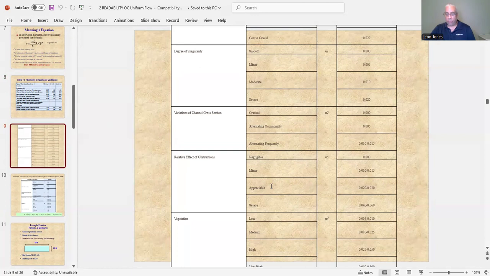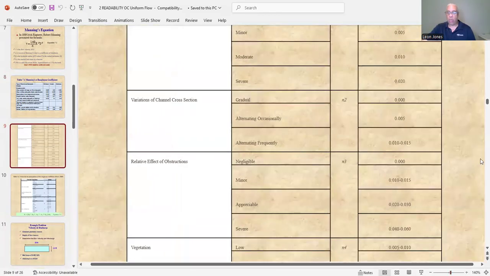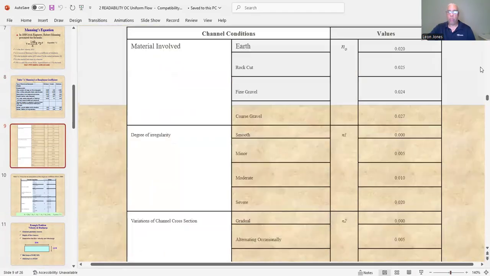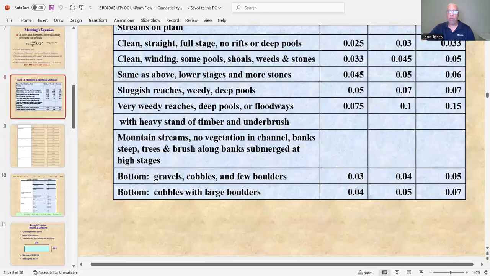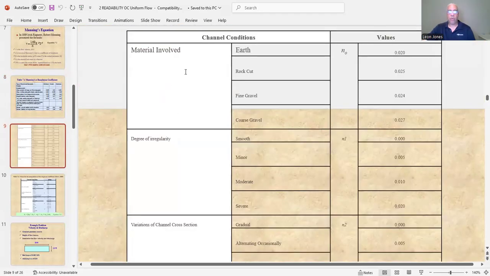You might not be able to see this. Let me blow it up a little bit so you can see it. Okay. Right here, let me go back down a little bit. You have your channel conditions. Here's your n, your n1, your n2, your depth of irregularity, your various cross sections. This is all of your soil.